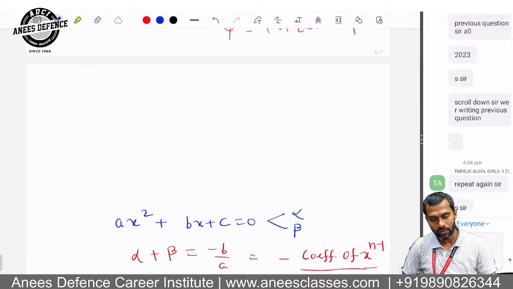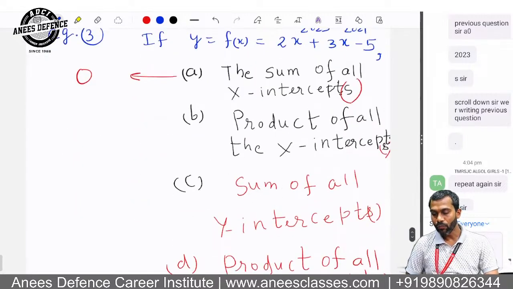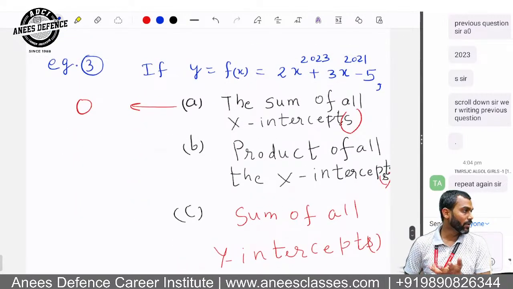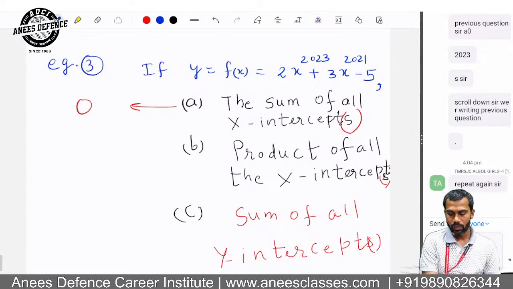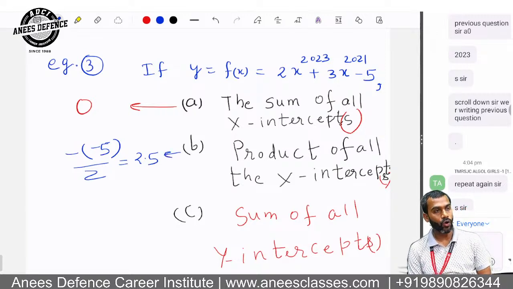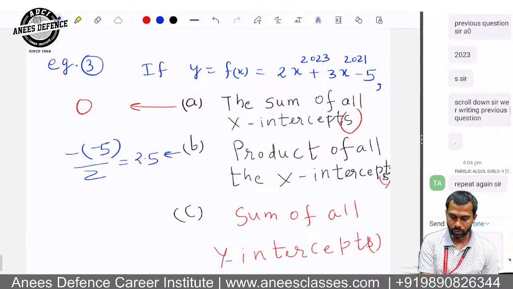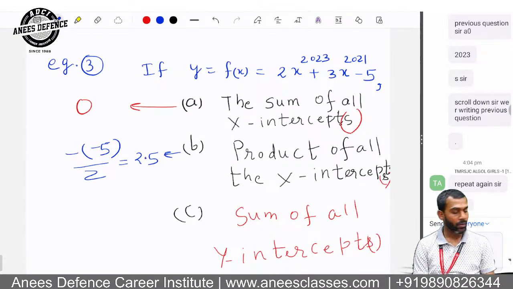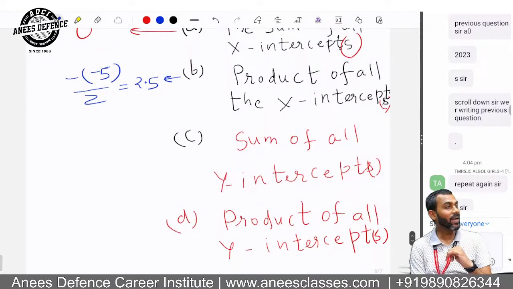So going with the same logic, what is the degree here? Odd or even? Odd. So the product would be minus 5 upon 2, that is 5 by 2, 2.5. Is there any doubt? So the product of all the x-intercepts, that means the product of all the roots, is 2.5. Is there any doubt? Okay. Now next, sum of all y-intercepts.